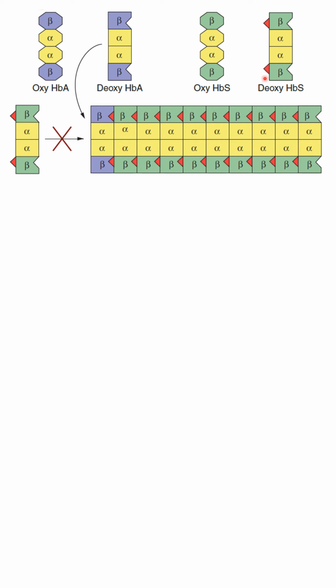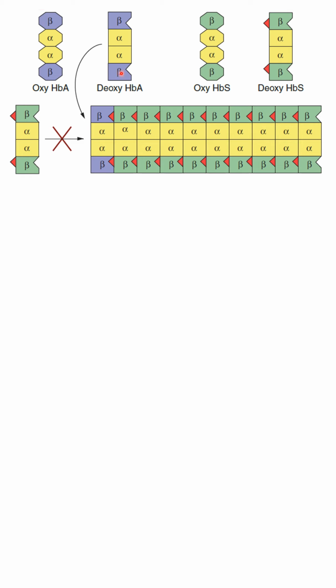And this side, if you see, it actually has the sticky patch. The sticky patch is created in the beta chain because of the replacement of amino acid glutamic acid by valine. So this is the red triangle sticky patch, and this side you have the complementary sticky patch. What happens once they come together? They start aggregating together. You can see how all the deoxygenated hemoglobin S molecules have started aggregating because they have a sticky patch on one side and a complementary sticky patch on the other side. So they get attached to each other and get aggregated and it continues.